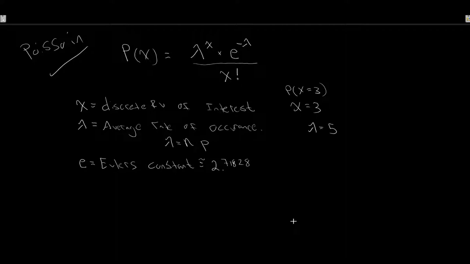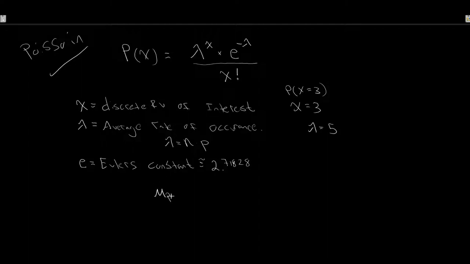Euler's constant? Typically, just like your calculator has a button for pi, typically your calculator does have a button for Euler's constant. Very rarely is it just the explicit button. Usually you have to hit a second function in order to get there. So take a look at your calculator, see if you can find where that is. If not, yeah, okay, memorize 2.71828. And that's going to be enough decimal places for the stuff that we're working with. So, okay, there's the parts of our Poisson distribution.